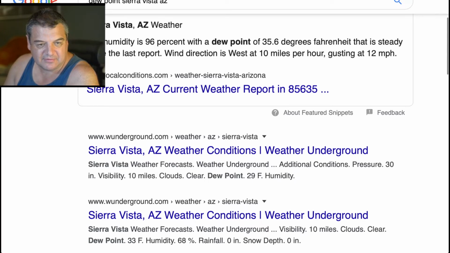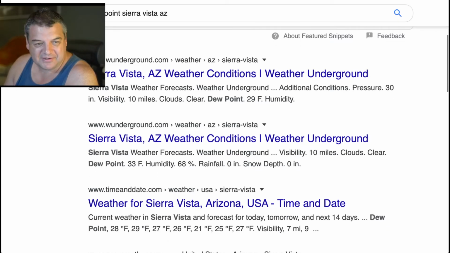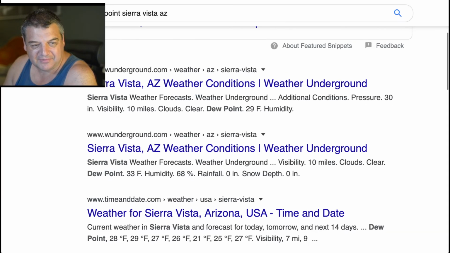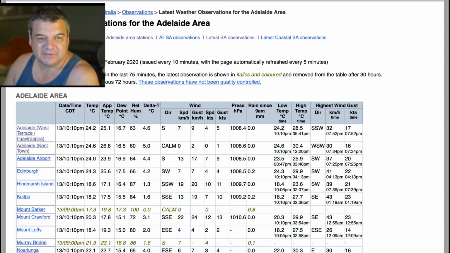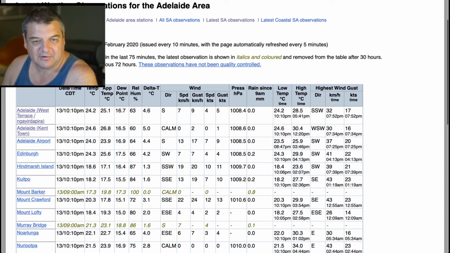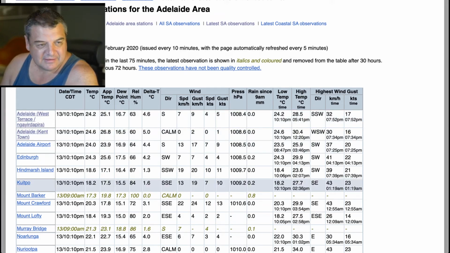Dew point 29 Fahrenheit. That's what gets me about these weather channels. They all vary. That's why for my area, I tend to go to the Bureau of Meteorology, because they're the government-issued weather stations. So it's all going to be correct. This is where we get our temperature records from, the Bureau of Meteorology. So that's how it all works.